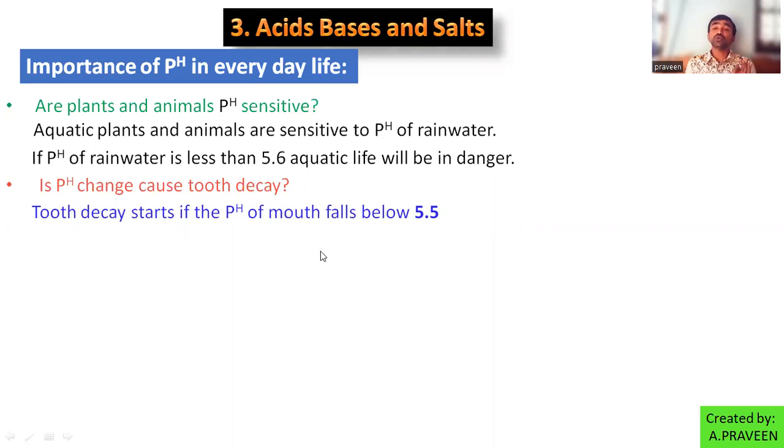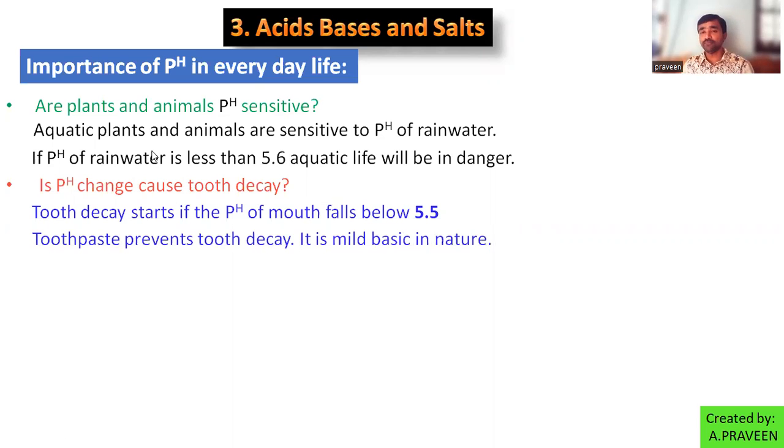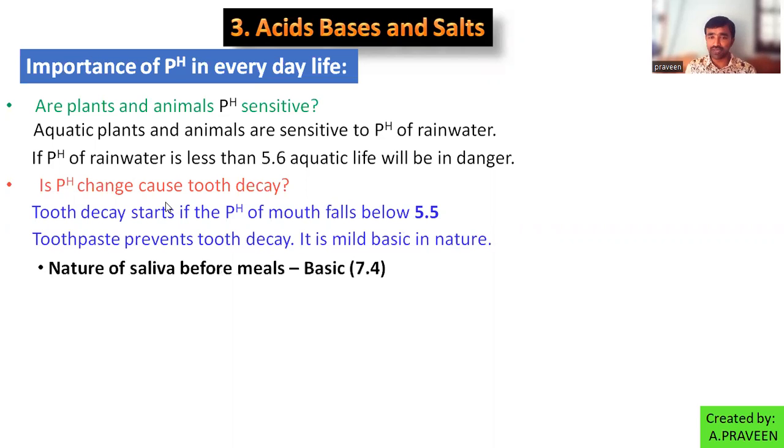If the pH of the mouth falls below 5.5, that affects your teeth. That is what is called tooth decay. Its strength decreases, there is corrosion. So toothpaste prevents tooth decay, because toothpaste is mildly basic in nature. The saliva before meals is mildly basic, about 7.4. But the acid strength increases in your mouth after meals, so it is lower than 7. Okay, 5.8 is acceptable, but if it is below 5.5, what happens? Tooth decay starts.